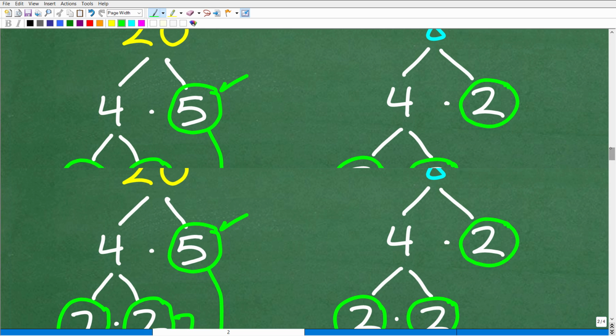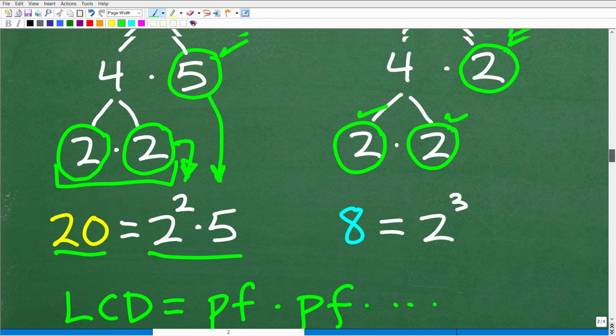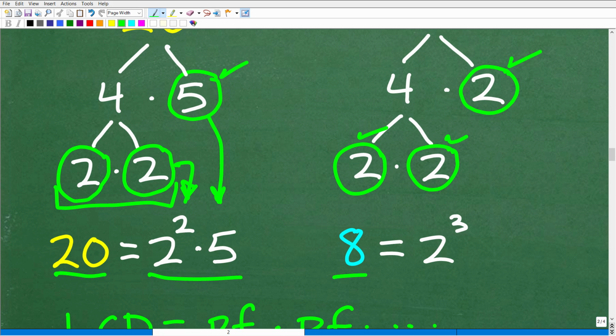Okay, so now let's go up to 8 and prime factor it. So we have 4 times 2. 2 is a prime factor, so we can continue to factor 4. So 4 factors into 2 times 2. So 8 is 2 times 2 times 2. Of course, that is the same thing as 2 cubed. Okay, so now that you have each of your denominators prime factored, and by the way, you could have multiple denominators, more than 2, so you'll have to do this for each.